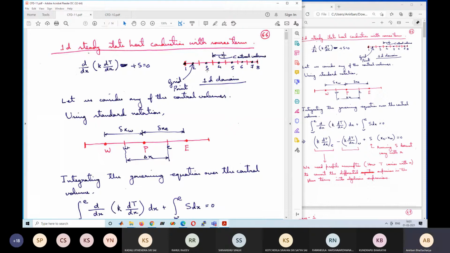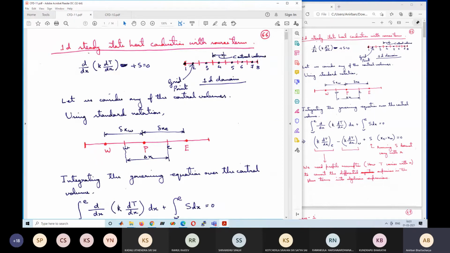So what are the steps? You already know. We will divide it into a finite set of control volumes. In this case, I am showing that we have divided it into 6 control volumes: 2, 3, 4, 5, 6, 7. So there are 6 control volumes, each shown by the red lines.